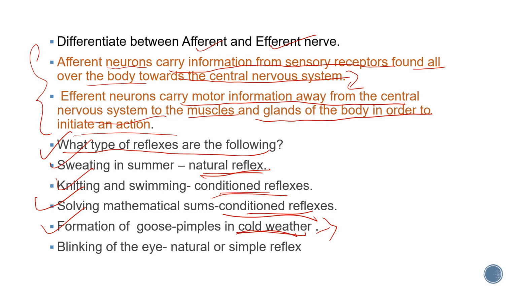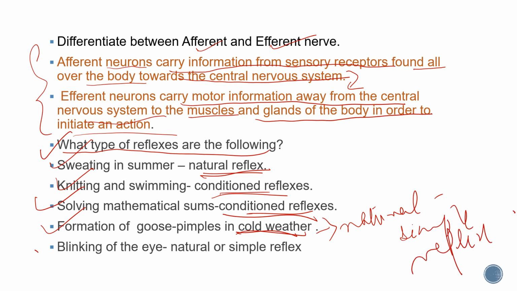So it is not a conditioned one, it's a natural, or a simple reflex. Okay, it's a simple reflex. Now next comes the blinking of the eye. It's a natural or a simple reflex. So these are a few reflexes I have given. They can give you many other reflexes also to find out which are natural reflexes and which are conditioned reflexes. Okay, is it clear? So let us see what is there in the next one.